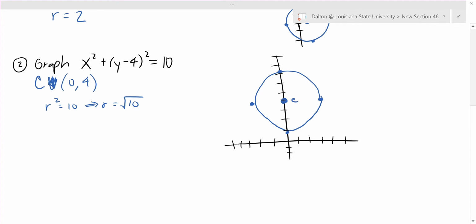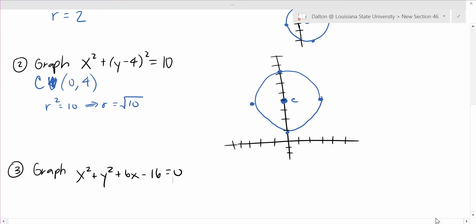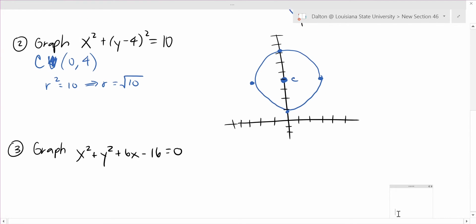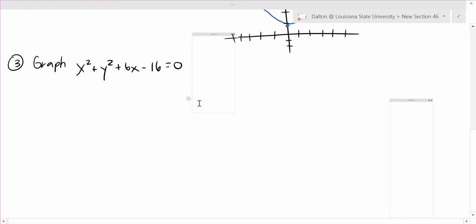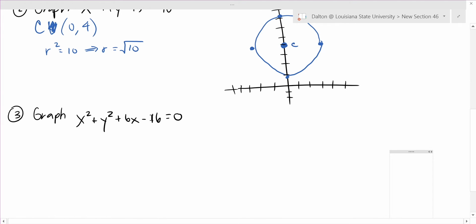Number 3, similar question. I want you to graph a circle that has the equation x squared plus y squared plus 6x minus 16 is equal to 0. So what you'll notice of this one compared to the others is how different the equation is. There's no sets of parentheses. In fact, you have more than one x term. You have an x squared term and you have an x term.